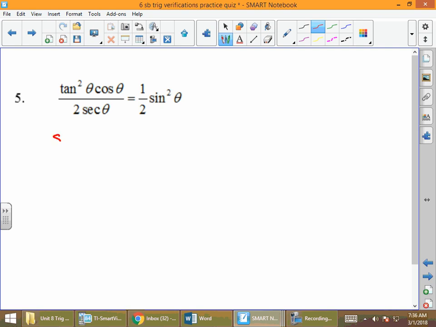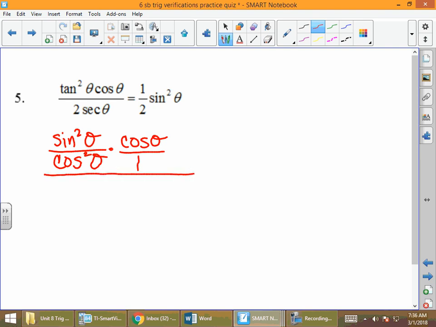Tangent squared is sine squared theta divided by cosine squared theta. Don't forget the square. And then that's going to be times cosine of theta over 1. And that's what's in the top of the fraction. Down here in the bottom, 2 times secant theta is the same thing as 2 times 1 over cosine theta. So there's the secant theta with the reciprocal identity.